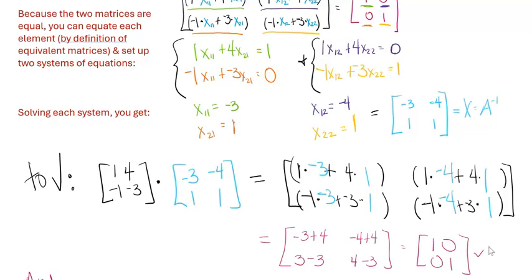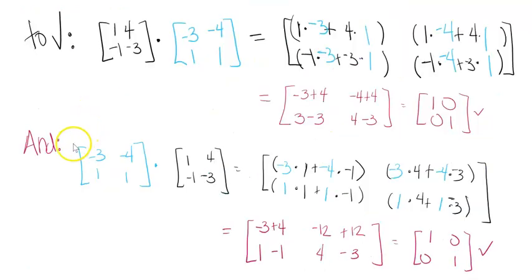Therefore, it seems like they're inverses of each other, but we're not finished. We also have to check the other way around. We have to check A to the negative 1 times A. And when I use the dot product to multiply those two matrices together, I also get the identity matrix. So now I have checked, I've proven that negative 3, negative 4, 1, 1 is the inverse matrix of the matrix 1, 4, negative 1, negative 3.